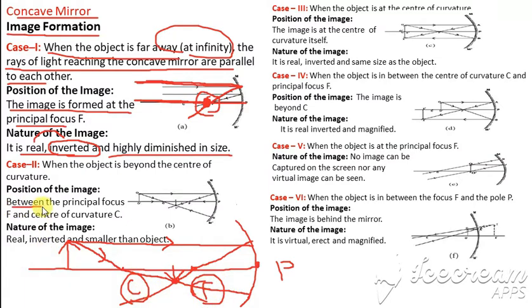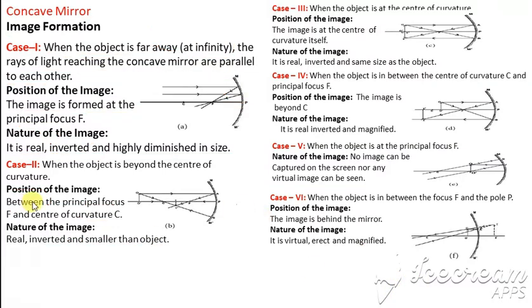So the position of the image is between F and C. Okay, how the nature of image is, it is real, inverted and smaller than object. So object வந்து நம்மளுக்கு இந்த சைஸ்ல இருந்துச்சுன்னா image வந்து நம்மளுக்கு இந்த சைஸ்ல இருக்கு. So object விட நம்மளுக்கு small sizeல கிடைச்சிருக்கு. Okay, so this is the second case.